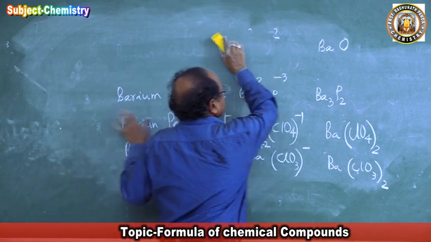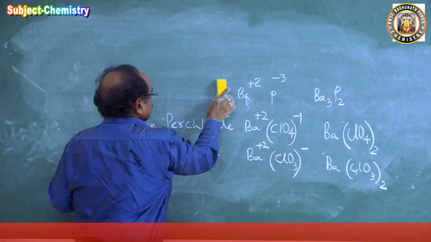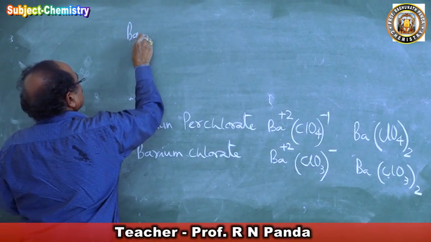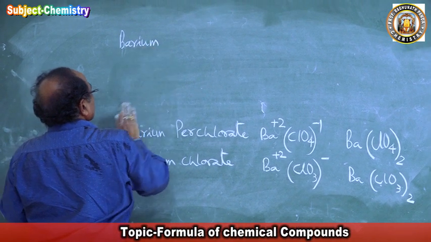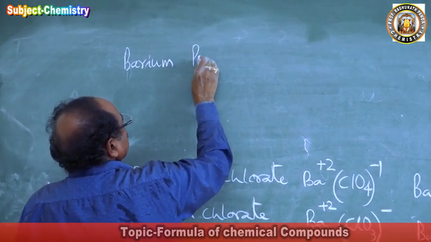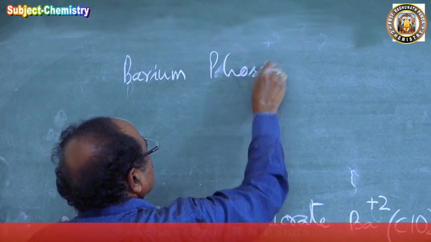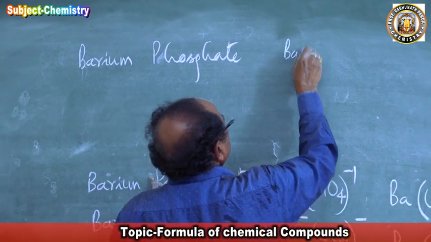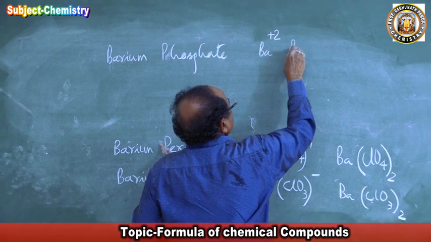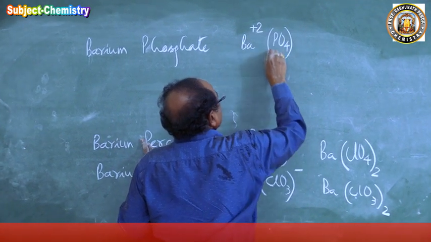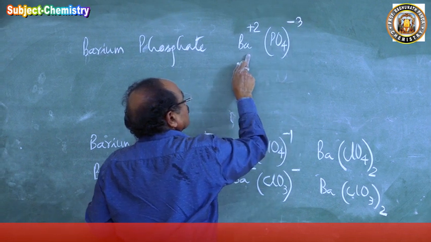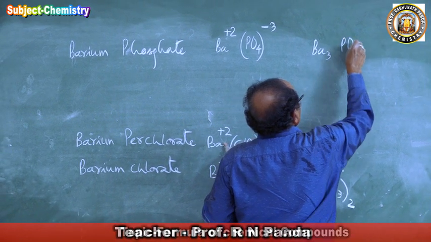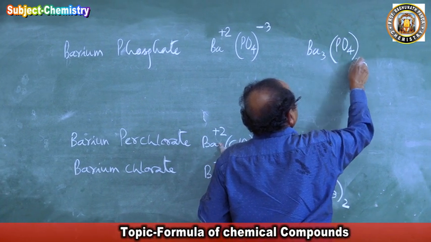So then let me take barium phosphate. Barium is plus 2 and phosphate is PO4 minus 3. So 3 will come to barium, 2 will go to phosphate. So this will be Ba3(PO4) whole twice.